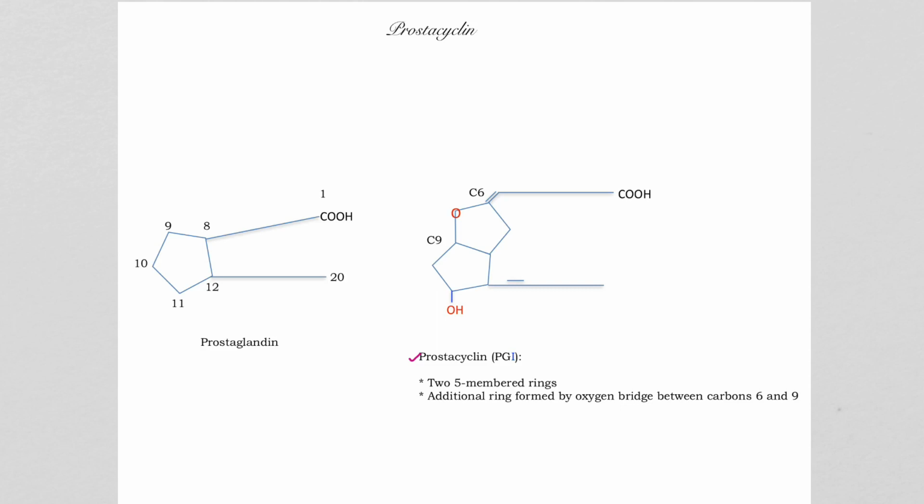Prostacyclin is PGI, class I, and it's a unique prostaglandin because this is C6, 7, 8, and 9. And between C6 and C9, you can see there's an oxygen connecting the two. So that gives prostacyclin two 5-membered rings. This ring is formed because there's an oxygen bridge connecting 6 and 9, which you don't see in the other classes of prostaglandins.